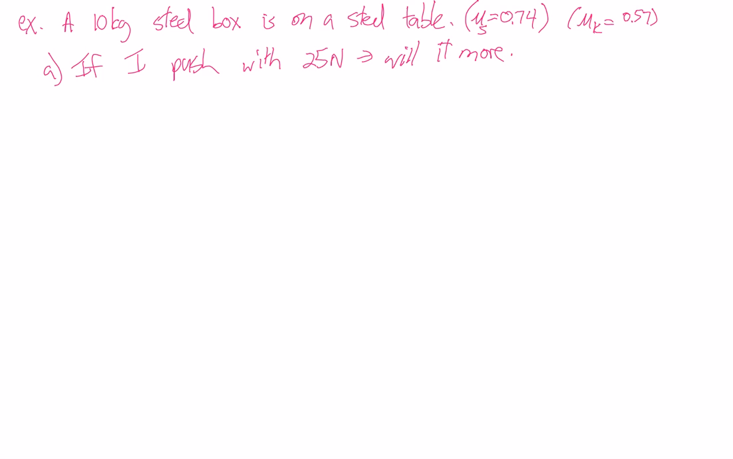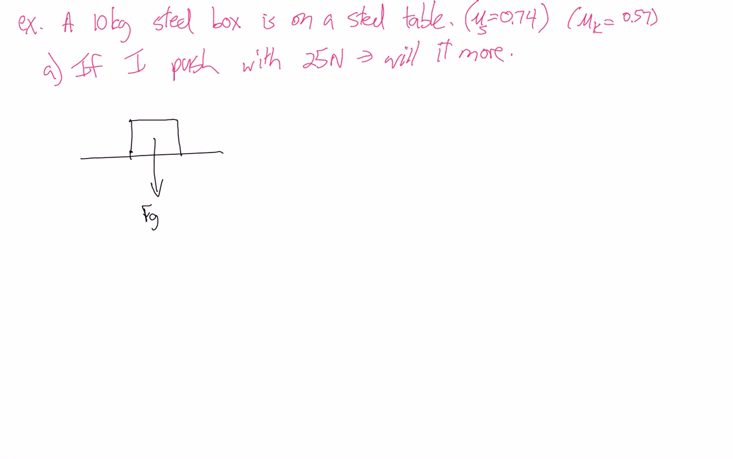Okay, so this next example, let's look at, we have a steel box, a 10 kilogram steel box sitting on top of a steel table. And from the chart, I found that the coefficient of friction for static friction is 0.74, and the coefficient of friction for kinetic is 0.57. So we got the steel box, it's stationary. The question is, if we push with 25 newtons, what will happen?